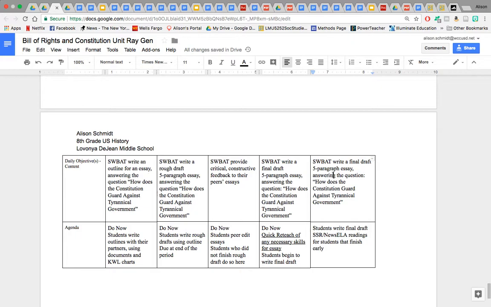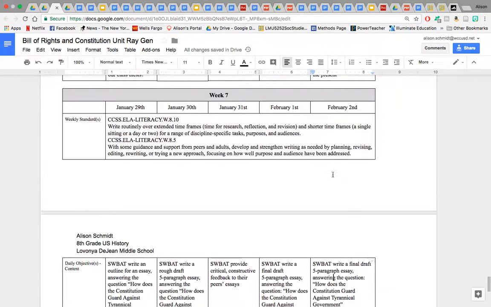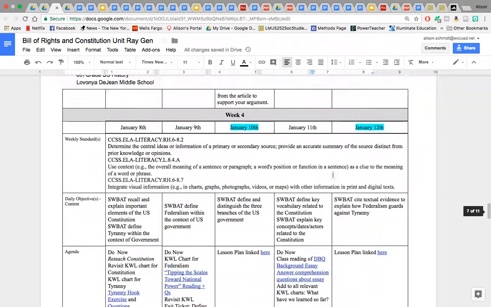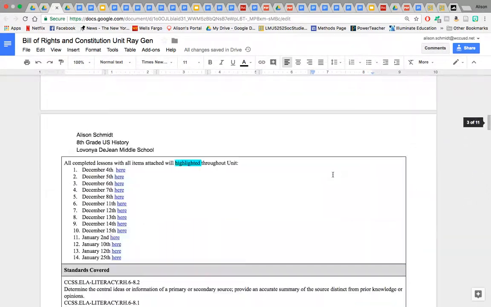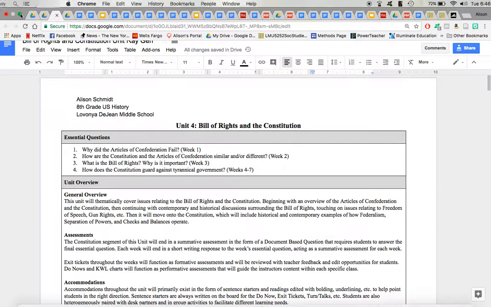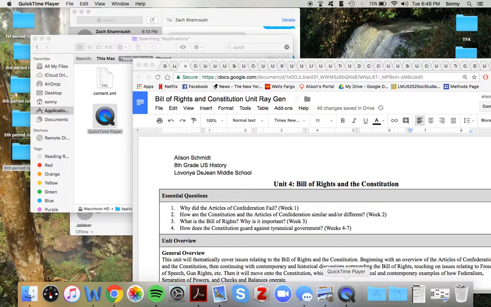It'll take me a couple weeks to grade them, and then we'll go over it together with the rubric. The kids are going to work on grading themselves and talk about what they can do better. So this is my unit, Bill of Rights and the Constitution. I'm super excited about it. So far, the kids have been pretty interested, but I'm really looking forward to getting to the Bill of Rights section because I think it'll really engage them.